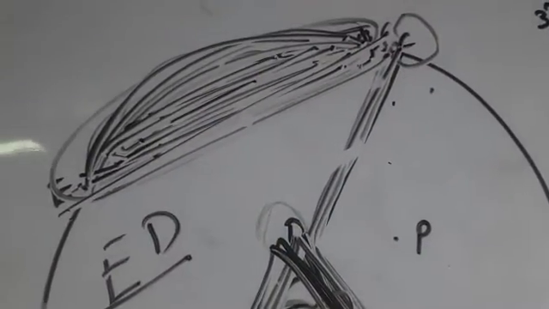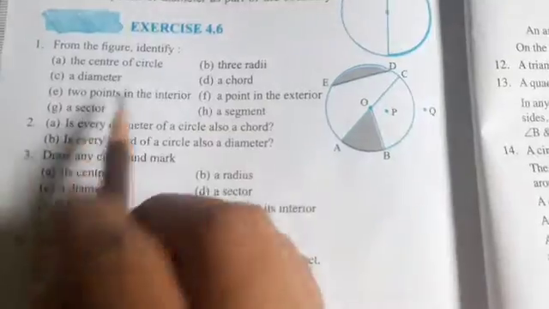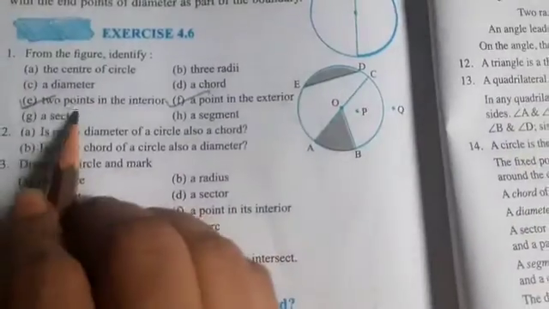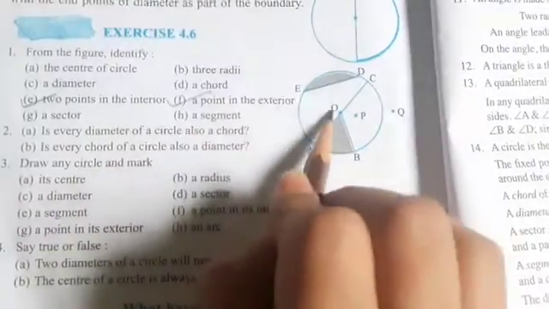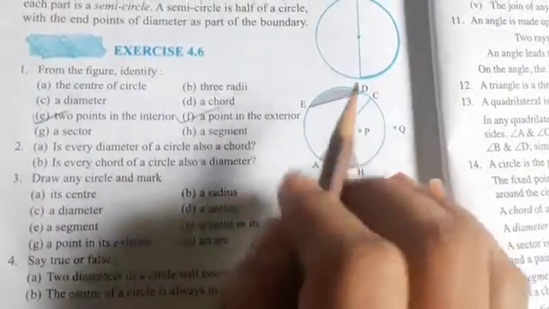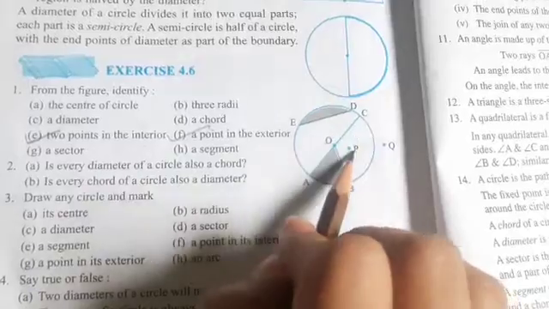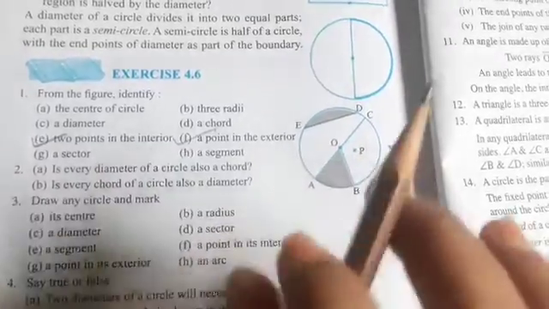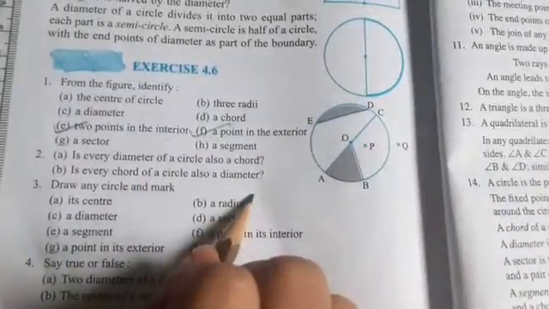Now let's solve the second problem. In the first problem, E and F are your homework. They have asked for 2 points in the interior and a point in the exterior. So you have to identify which points are in the interior of the circle and which is in the exterior. Now let's solve the second problem.